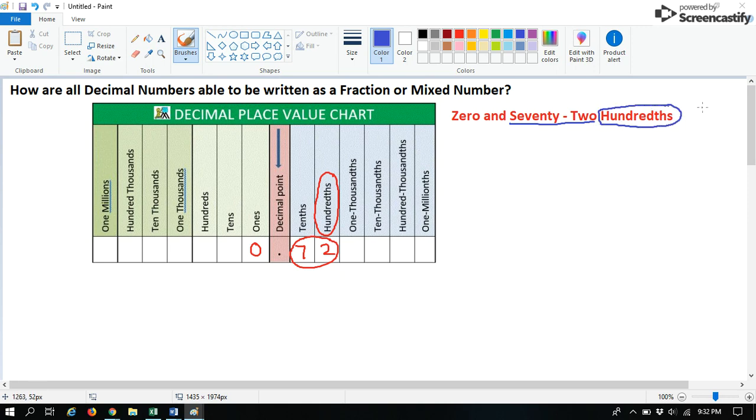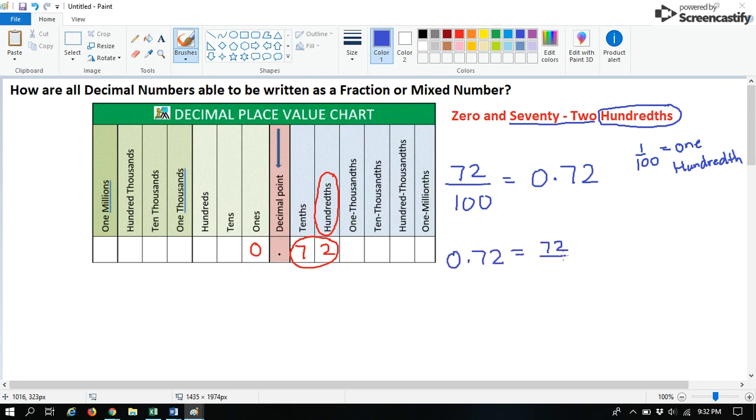Well, hundredths to me represents 1 out of 100. That's one hundredth. But in our example here, we have 72 hundredths. So that means we have 72 out of 100, and that's the same thing as 0 and 72 hundredths. There we go. 72 hundredths is 0 and 72 hundredths, or you could say 0 and 72 hundredths is the same thing as 72 hundredths. It means out of 100 total parts, we have 72 of them.